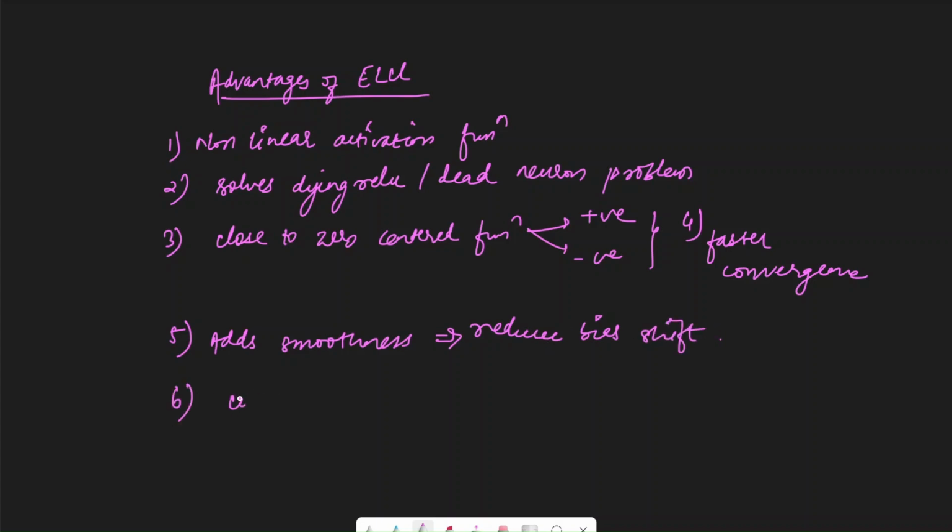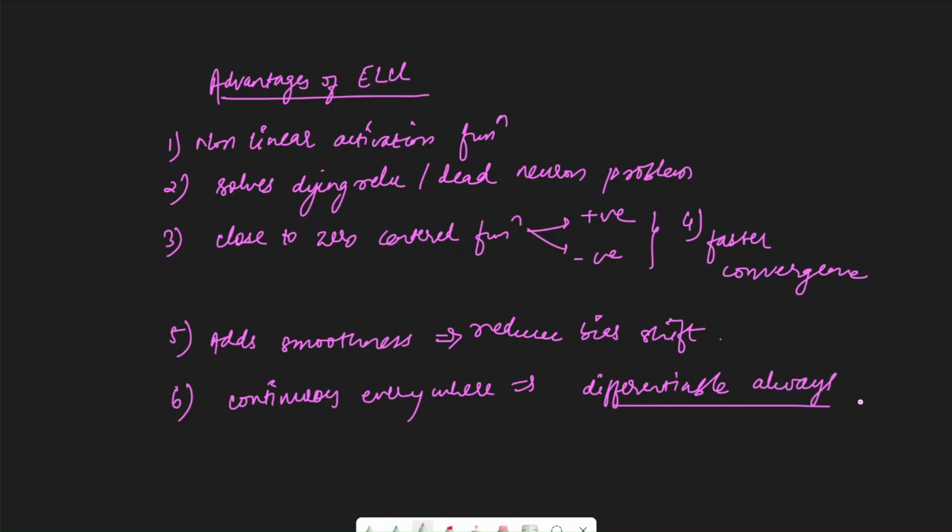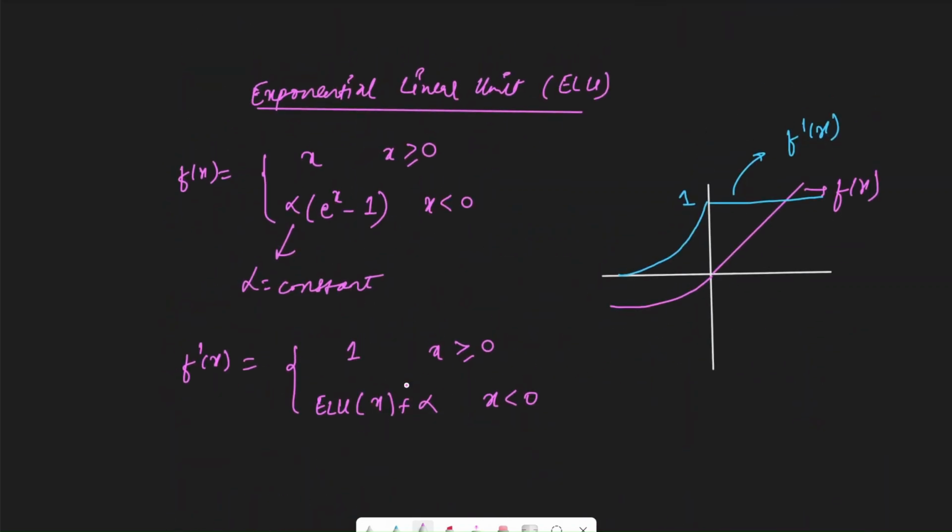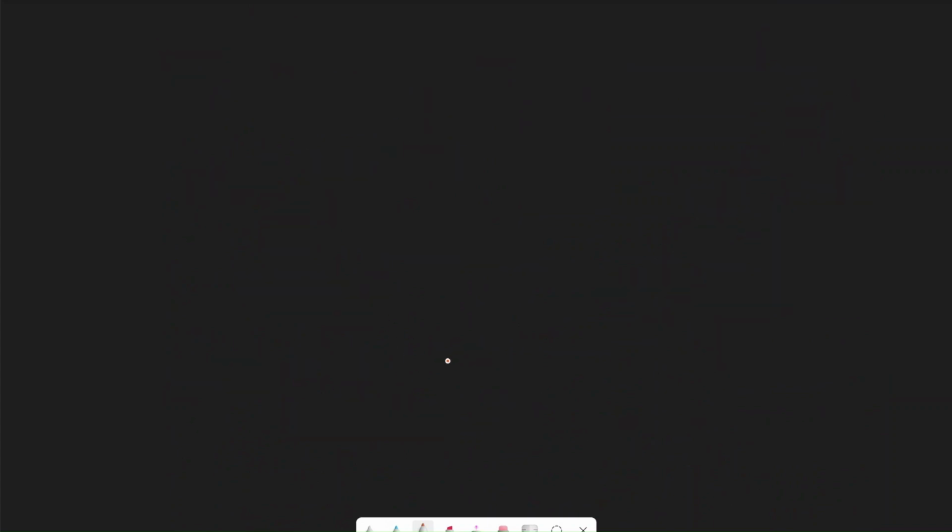And lastly, ELU is continuous everywhere, which means it will be differentiable everywhere or differentiable always. And this is again an important property when it comes to back propagation. So it is differentiable always. And I have already shown what would be the output for differentiation and how it will look graphically.